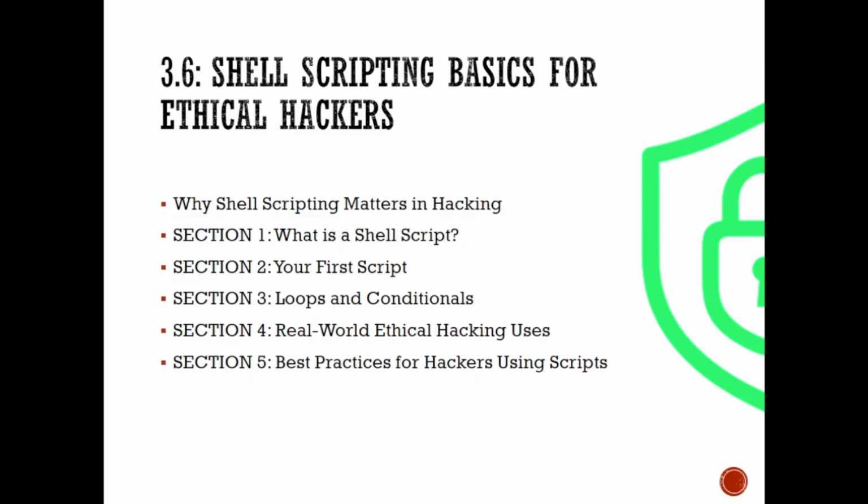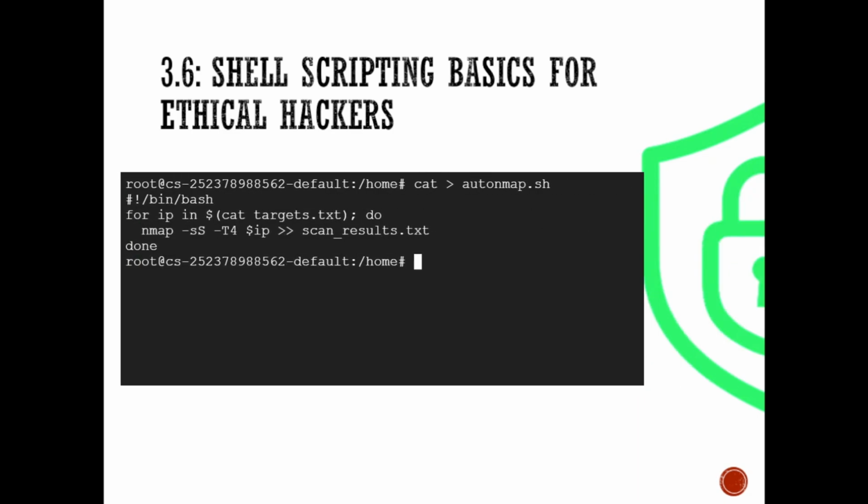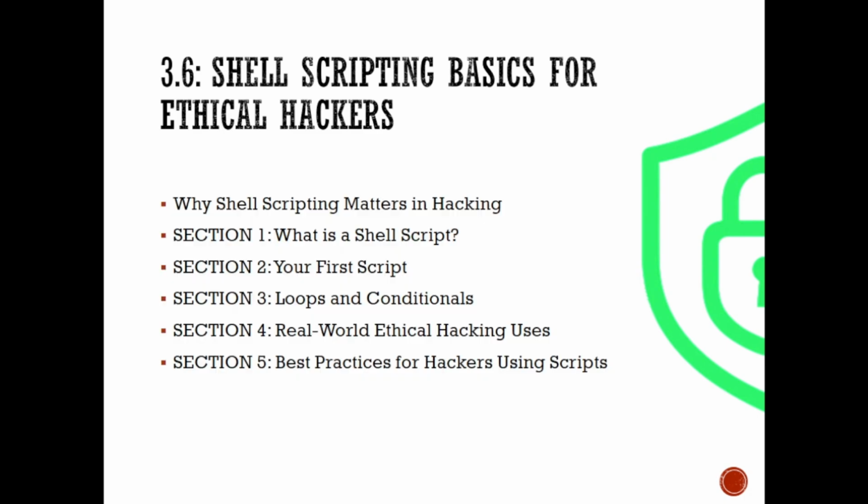Section 4, real-world ethical hacking uses. Recon automation. Create scripts to run nmap scans on a target list. Vulnerability testing. Automate Nikto, GoBuster, etc. Brute force attempts. Custom password loops, for CTFs only. Cleanup tools. Remove payloads or evidence post-testing. Example, auto nmap scan, bash: #!/bin/bash, for ip in ..., do nmap -sS -T4 $ip >> scan_results.txt, done.